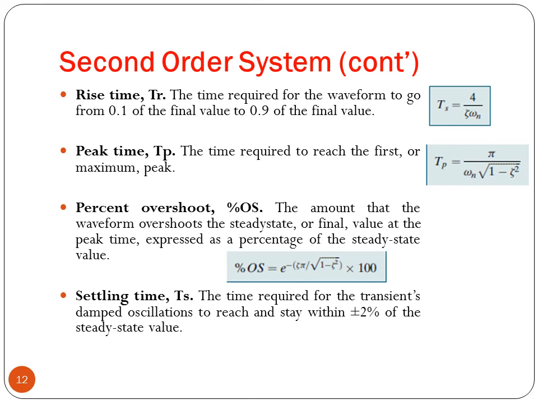The TR, which is the rise time, is the time needed to go from 10% to 90% of the system final value, and it's equal to 4 over zeta omega n. TP, which is the peak time, is the time required for the system to get to its maximum value, which is equal to pi over omega n square root of 1 minus zeta squared. The maximum overshoot, or the overshoot percentage, is the percentage by which the overshoot is bigger than the final value.